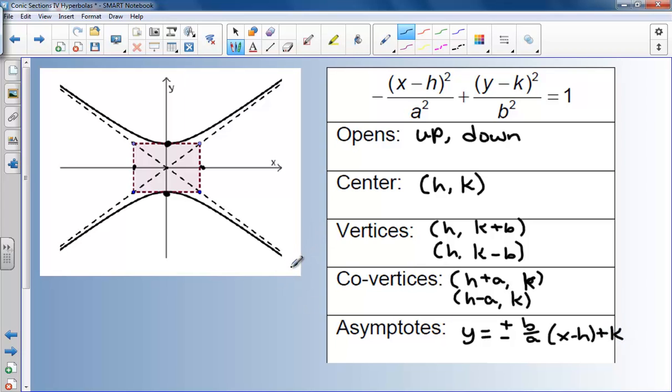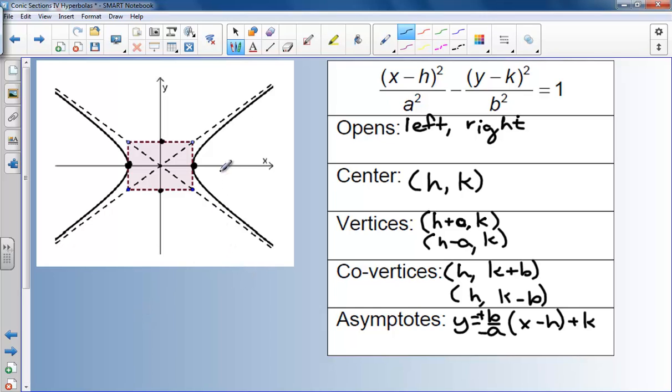Alright, so you have to kind of figure out a way to help yourself remember that a negative x squared term means your graph is opening upwards and downwards, and a negative y squared term means opening left and right. So I'm a visual person, and so what I do to help myself remember that is I look at this graph, and so I use this one to help me remember both.